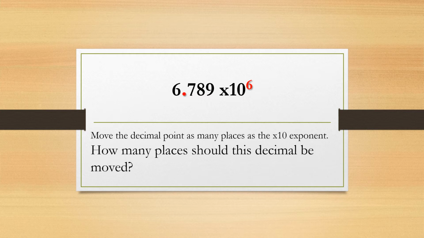So how many places should this decimal be moved? 6, because the 6th is the exponent. So 6, and it's a positive 6. Notice that. There's no negative 6 up here as the exponent. It's positive 6.